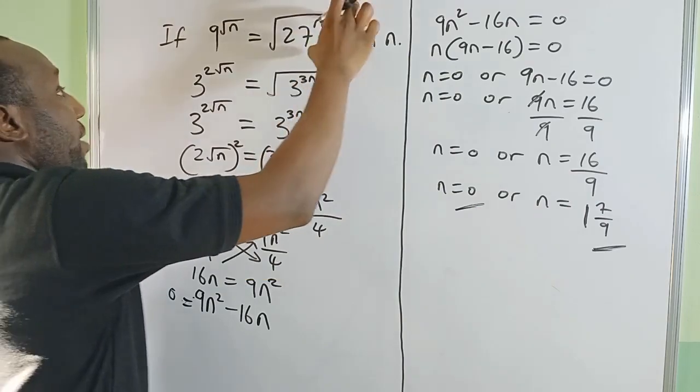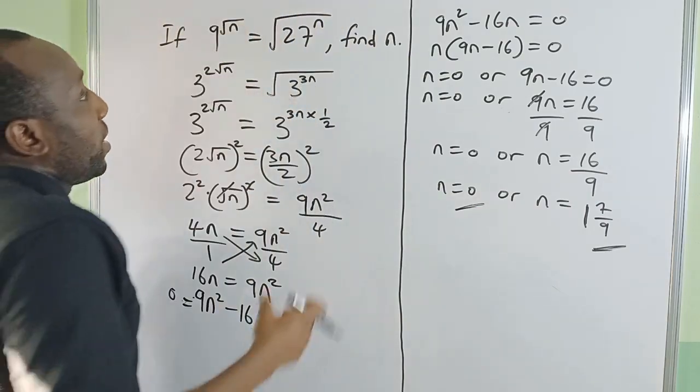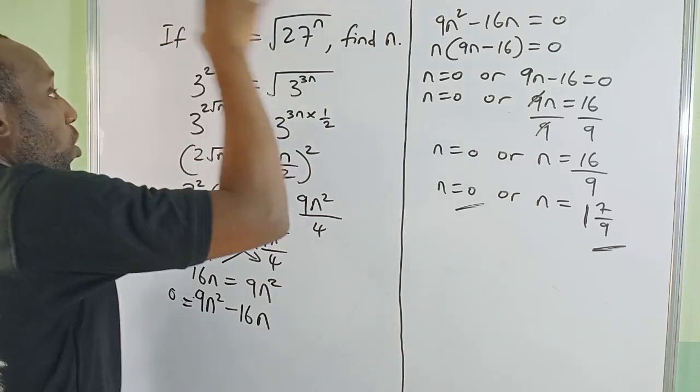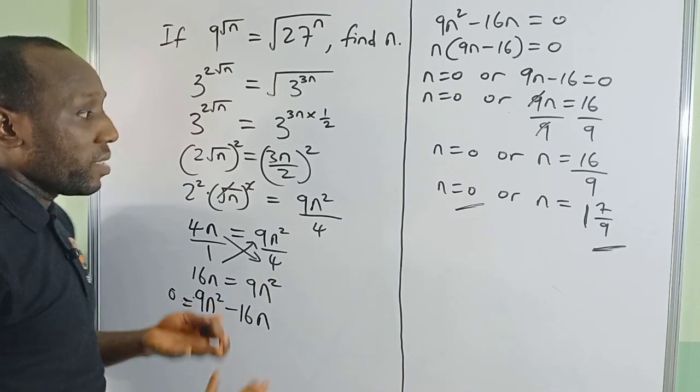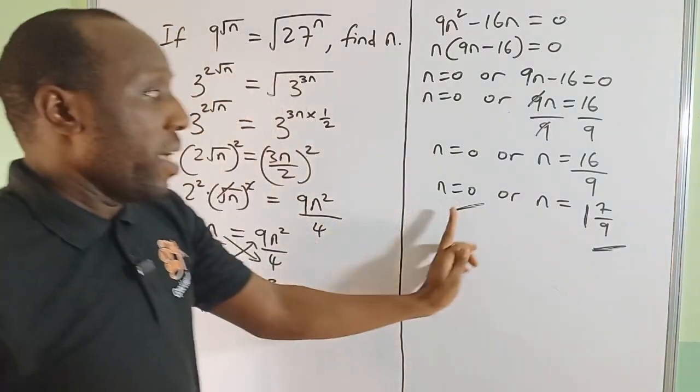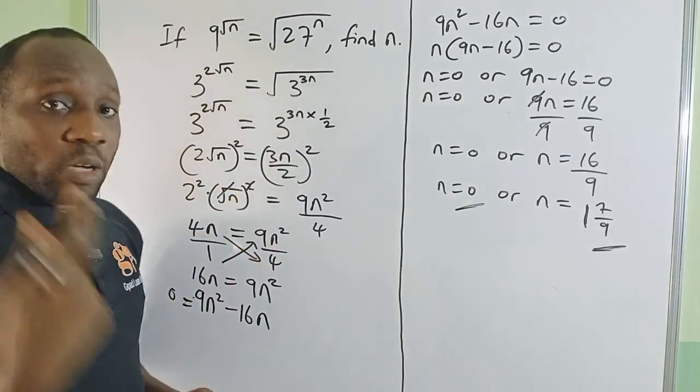You can plug it in here, and I'm sure what you get on the left hand side is what you're also going to get on the right hand side. Because of time, I will not be doing that. You can try that out and see if these two values of n will satisfy this equation.